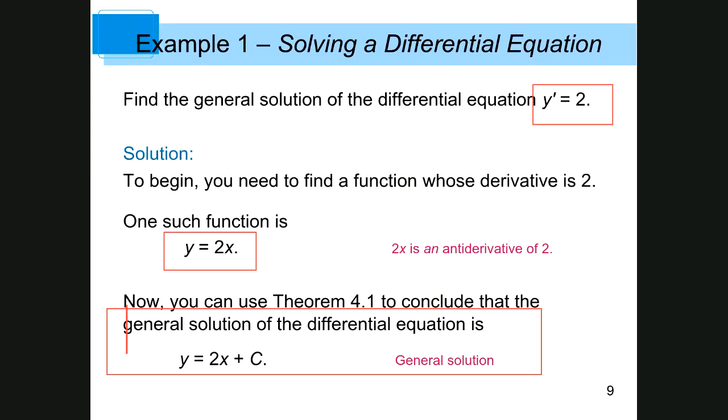Yeah, this is what we call a differential equation. You have to find the function of x such that if you derive it, and this function is what we call an antiderivative. See, this one: 2x is the antiderivative of 2. Now, if you add the constant, it gives you the general solution for the differential equation y prime equals 2.